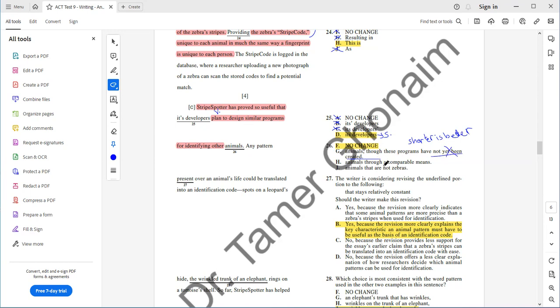Animal through a comparable means. Again, we don't need this. Animals that are not zebras. Also, I don't need this. We need only that Stripe Spotter is going to be used for zebras. So why would you say that they are not for zebras? Clear, engineers, yet? Clear, Mr.? Okay. Let me just finish this and go to the reading.